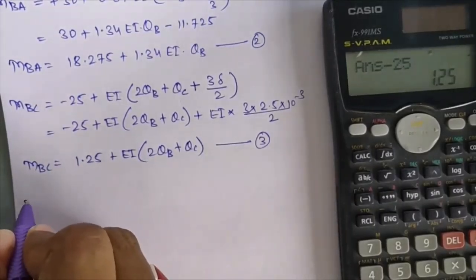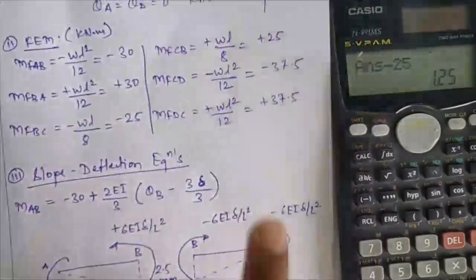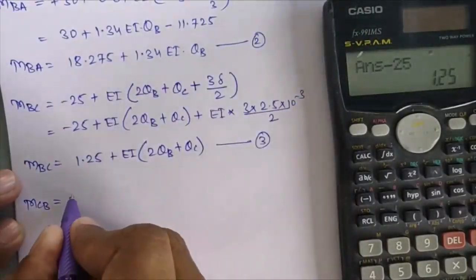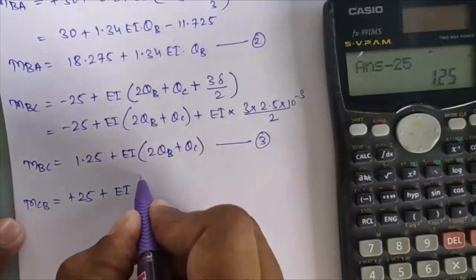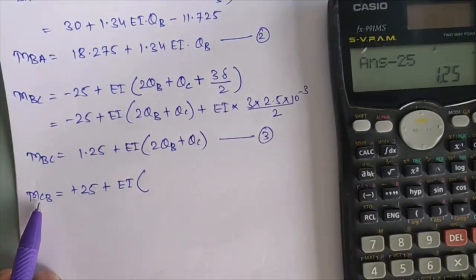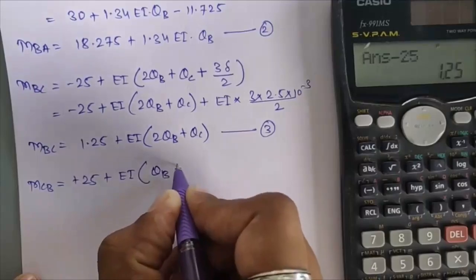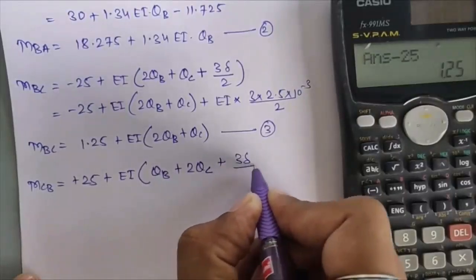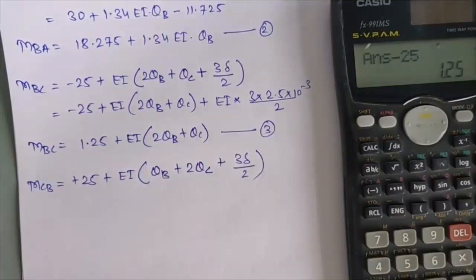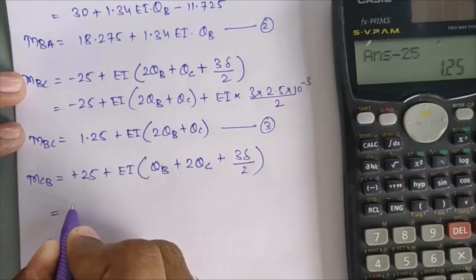Okay, now we'll see the next equation, that is for MCB. MCB is equal to MFCB. MFCB we have calculated as plus 25. So plus 25 plus 2 EI upon L, that will again come as EI, into bracket. Now here your near end is C, far end will be B. So what will get changed? This will become theta B plus 2 times theta C plus 3 delta upon L, where L is 2. That is, the length of CB is 2, and due to the delta sign convention this will again become positive. So we'll substitute the values, that is plus 25.